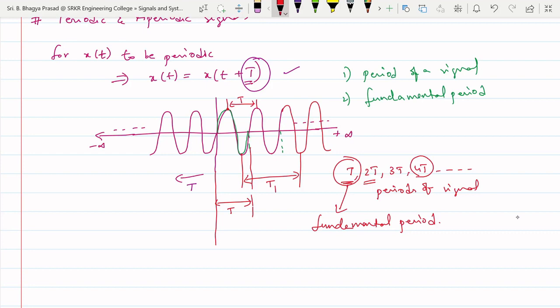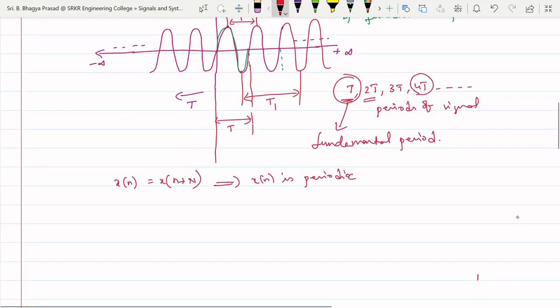The same thing holds for the discrete case also. In the discrete case, x of n equal to x of n plus capital N. If it holds, then x of n is periodic. If not, it's not a periodic signal; simply it's an aperiodic signal. From minus infinity to plus infinity the signal will exist and the structure will be repeating for every T, where T is the period of that signal.